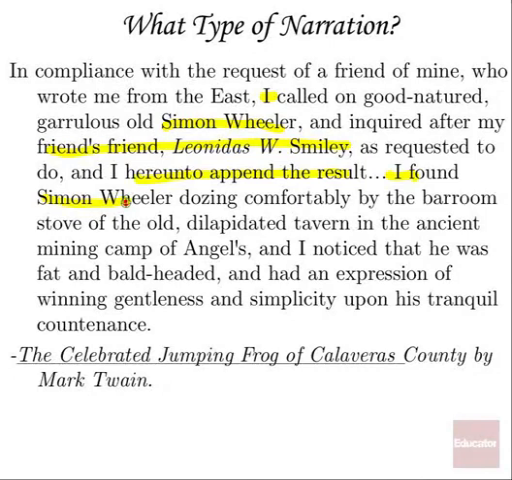Okay, what's the narration so far? I. Okay, that is first-person narration. So now let's determine whether this is first-person major character or first-person minor character.